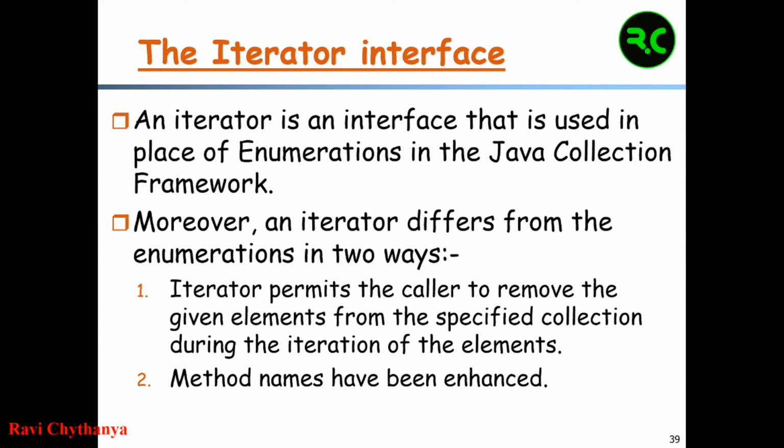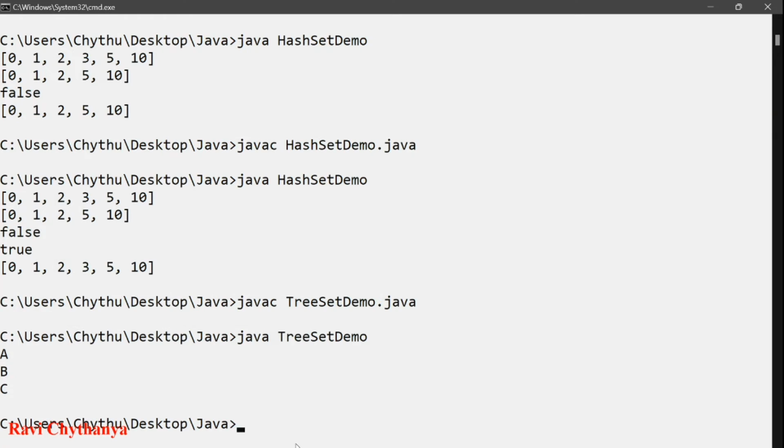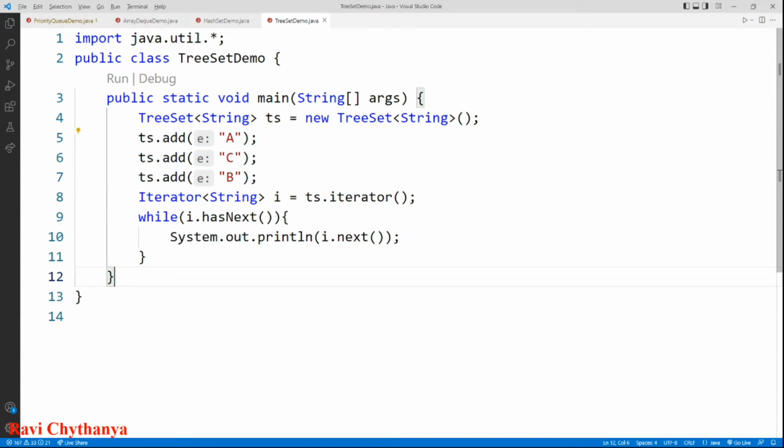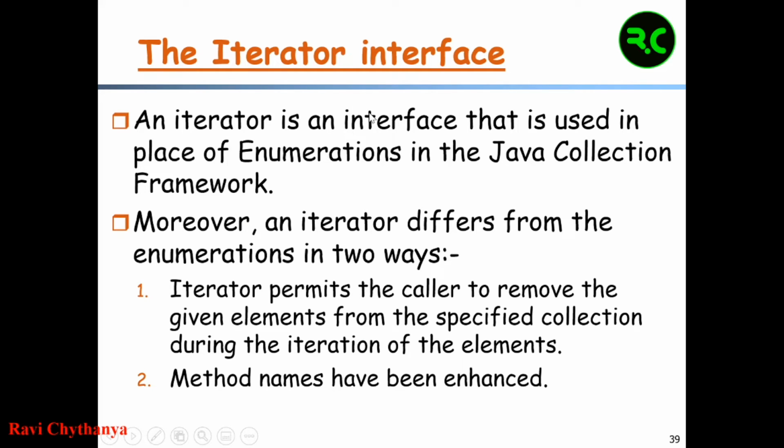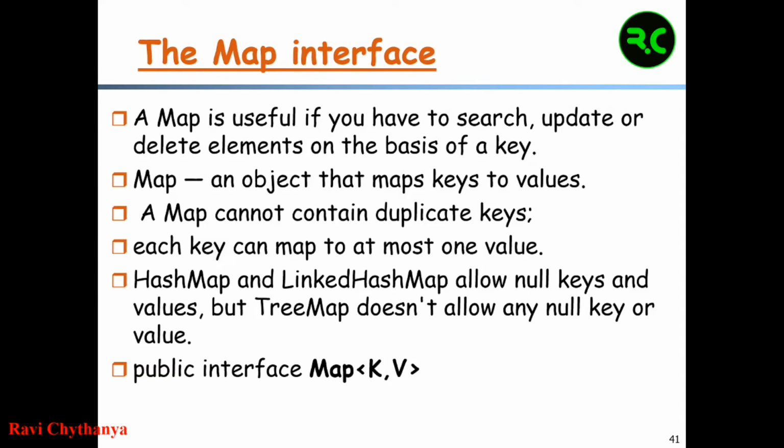Okay, and the next one, we have already seen the iterator here, so this is the Iterator interface which is obtained using ts.iterator. An iterator is an interface that is used in place of enumerations in the Java collection framework. Iterator differs from enumerations: Iterator permits the caller to remove the given element from the specified collection during the iteration of the elements, and method names have been enhanced in the Iterator interface.